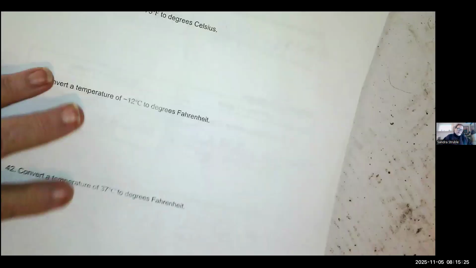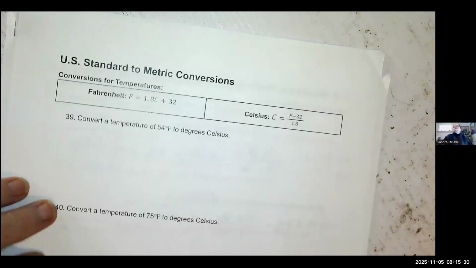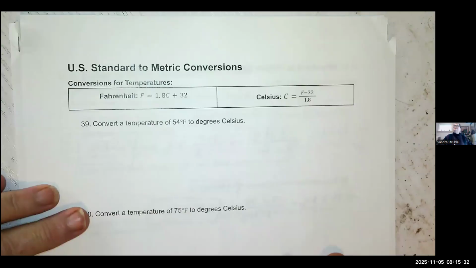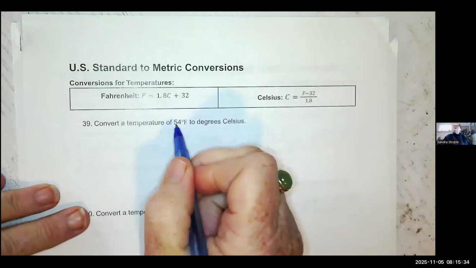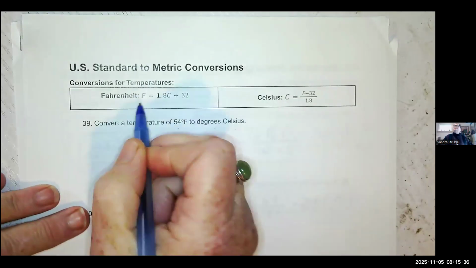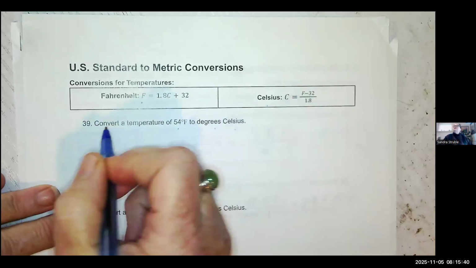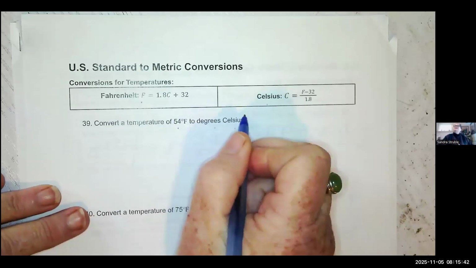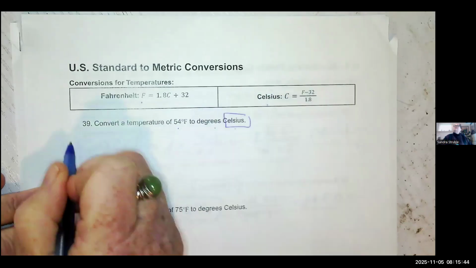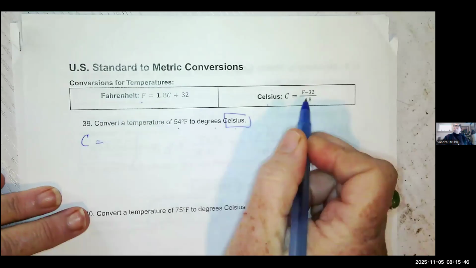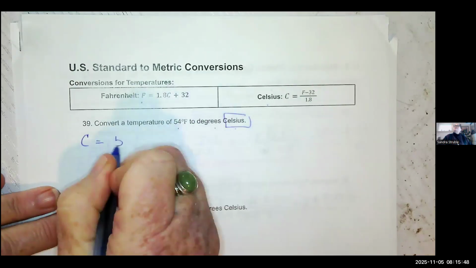Now we're doing temperature. Okay. So convert the temperature of 54 degrees Celsius, I'm sorry, 54 degrees Fahrenheit to degrees Celsius. So this one is solving for Fahrenheit, this one is solving for Celsius. All right, so we want to solve for Celsius. So we're going to use this one here. So C is equal to whatever the Fahrenheit is, which is 54, minus 32 over 1.8.